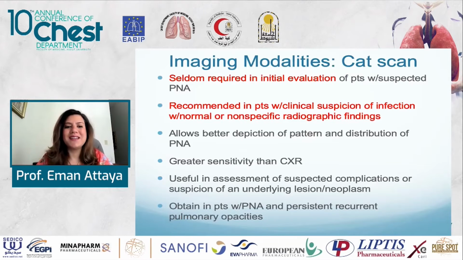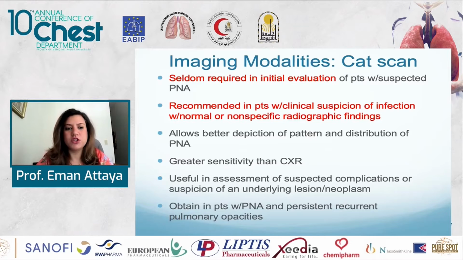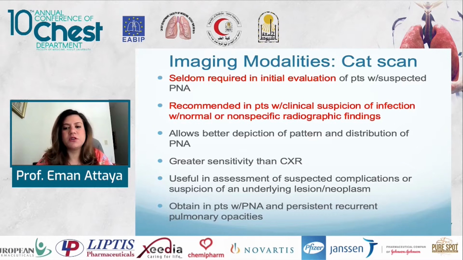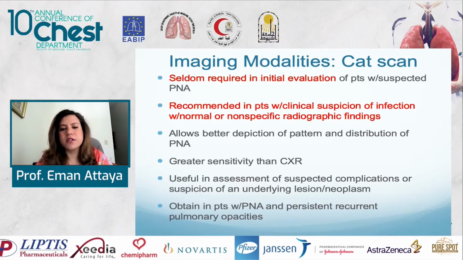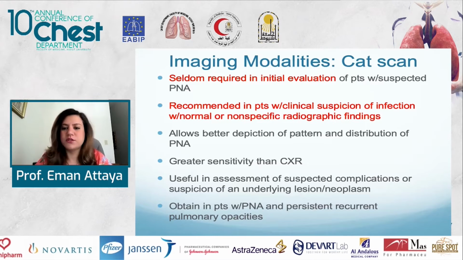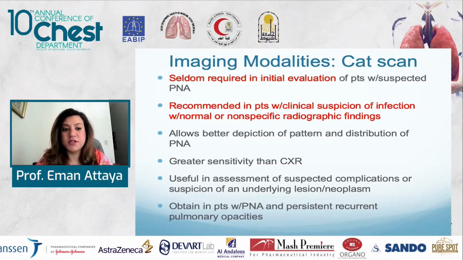When do you want to get a CAT scan? CAT scan is seldom required in the initial evaluation of patients with pneumonia. And we should get a CAT scan in patients with a clinical suspicion of infection with a normal or non-specific radiographic finding. So their chest x-ray is normal, but you have a high clinical suspicion that they have a pneumonia. In that case, it's good to get a CT.